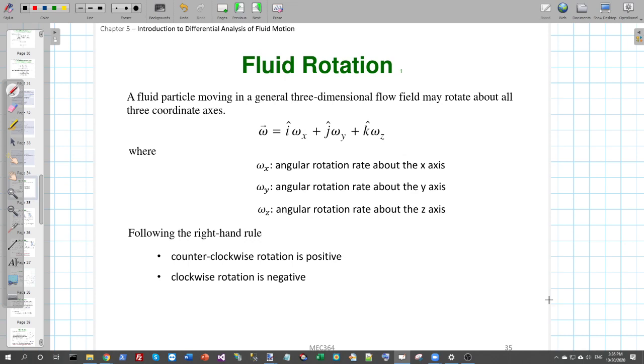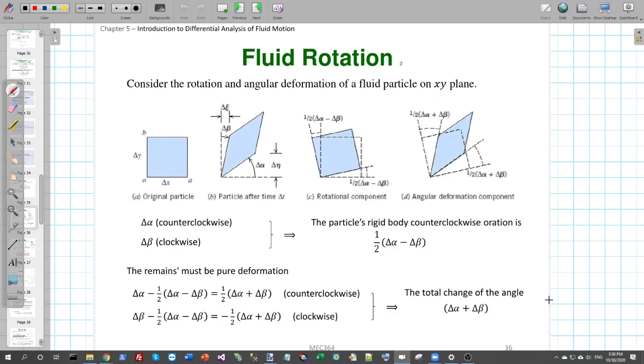Okay, and we also introduced how to calculate the rate of the rotation of the particle, right? And the rate of rotation, we denoted as omega. Basically that is the rate of the change of the angle of the rotational motion of the particle. And this omega can be in vector form. It can be three components on the rectangular coordinates. And we also defined the sign of this omega: counterclockwise rotation as a positive value, and clockwise rotation as a negative value, right?